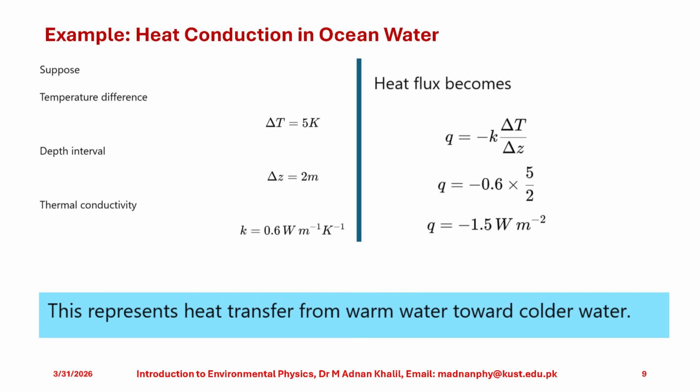Now here we have a simple conduction example. We take a temperature difference of, say, 5 Kelvin over a depth interval of 2 meters and use the thermal conductivity of water. By substituting these parameters into Fourier's law, it gives us a heat flux of about 1.5 watt per meter square, where the negative sign shows us that the direction is from warmer to colder water. Here one can check things quantitatively, even though real ocean conduction is often smaller than the mixing and convection.